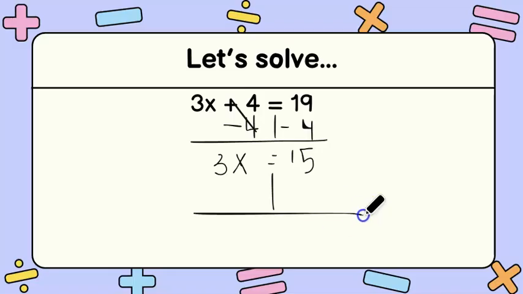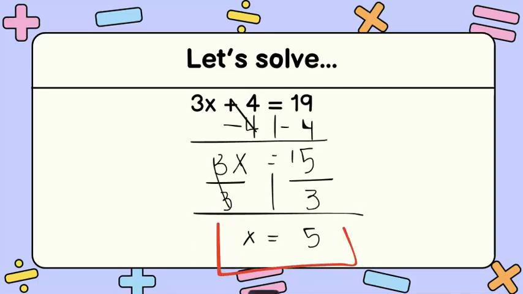Right here, we're going to solve this section. 3 is being multiplied by x, and the way to undo that is by division. So we're going to divide right here, and this is going to cancel out. We're going to bring it to the other side as well, and we're going to divide. 15 divided by 3 equals 5. So 5 is your missing variable. So here you have your answer.